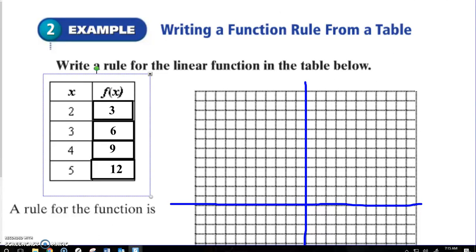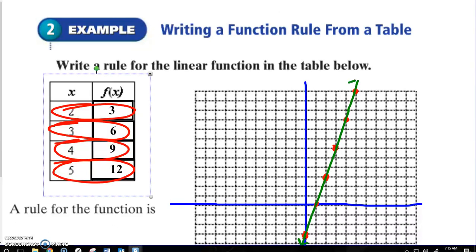If we plotted these points, (2, 3) would be here, and (3, 6) would be here, and (4, 9) would be here, and (5, 12) would be here. And I know that if I have a pattern like I do here, go up 3, right 1, up 3, right 1, up 3, right 1, and continue that, I get a nice, neat line to represent our linear equation.